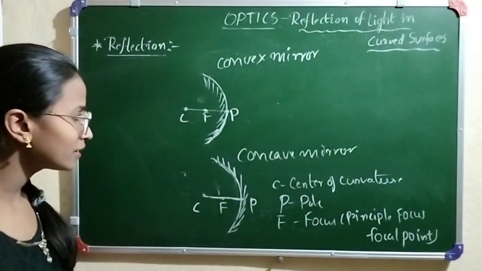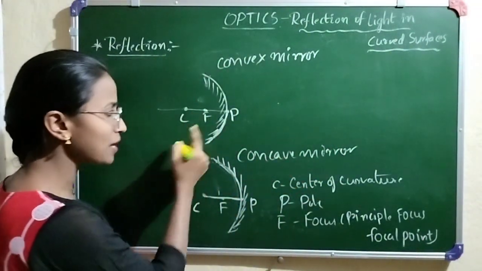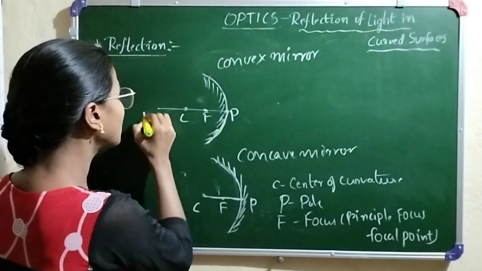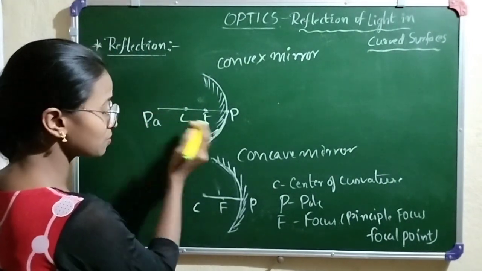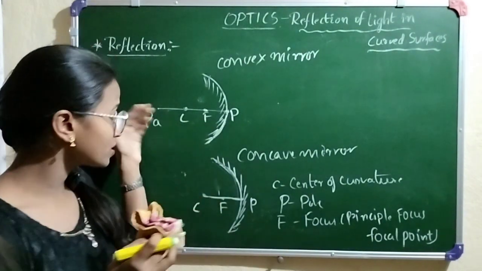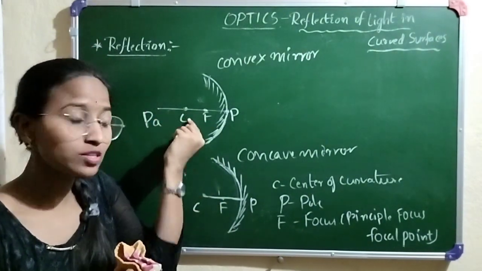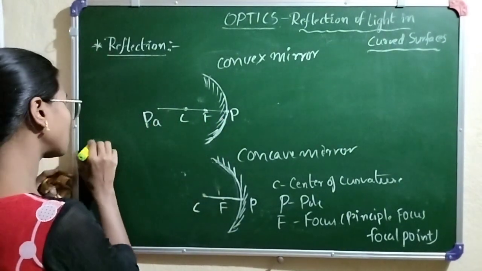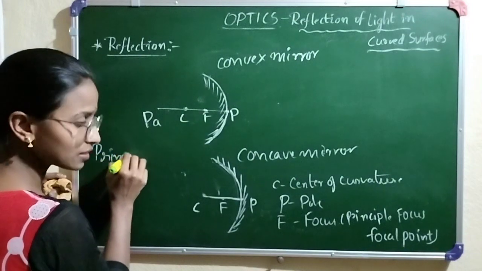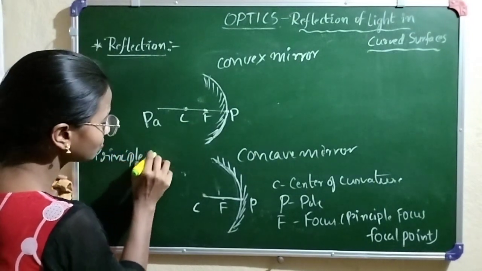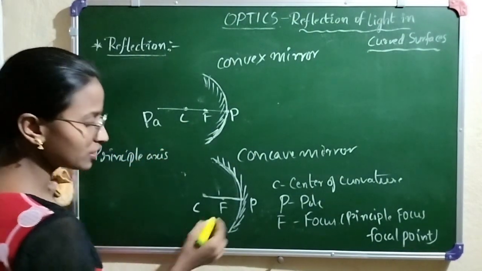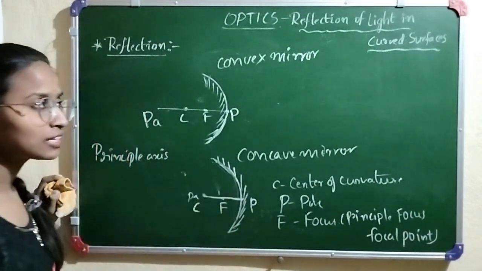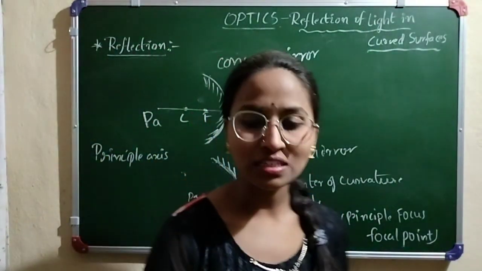The horizontal line which passes through the center of curvature, focus and pole we call the principal axis. What is meant by PA? Principal axis. So PA, the principal axis, is also common. These are the parts of a spherical mirror.